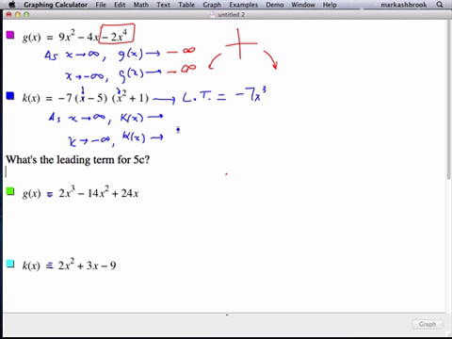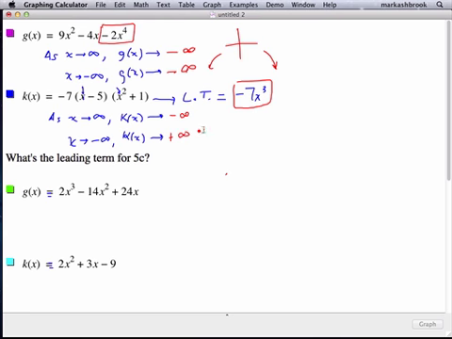Okay, so as x gets very, very large positive, what will negative 7x cubed do? It'll be negative, because x cubed will be positive, but we'll multiply by negative 7. All right? As x gets very, very large negative, what will x cubed be? Negative or positive? Negative. A very large negative number raised to an odd power will be negative, and then we'll multiply by negative 7. So it will be positive.